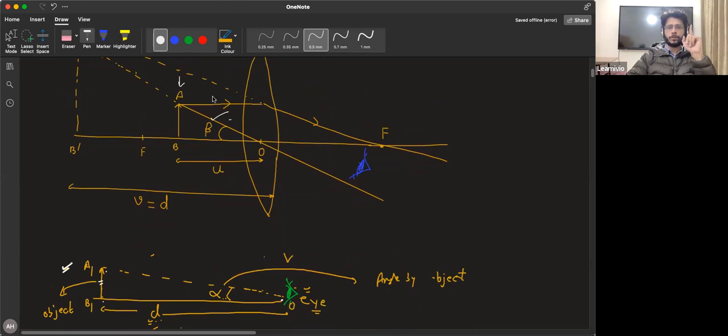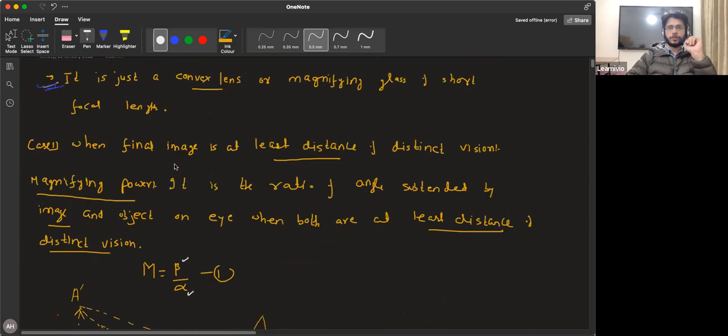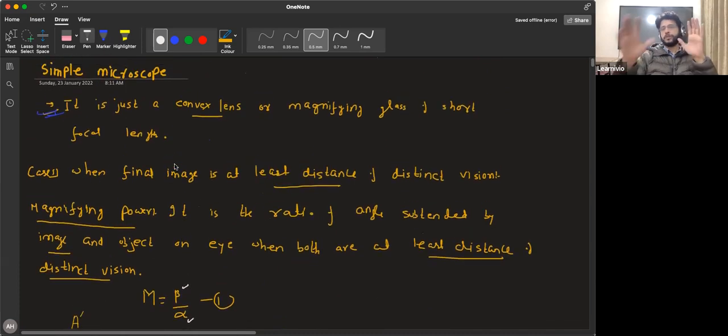Yes, sir. If this ray diagram is clear, if this simple microscope is clear, then the compound microscope and telescope you will see are just a repetition, nothing else. Okay, then please note it down. First draw the ray diagram, then we'll start the calculations. Calculations are straightforward.